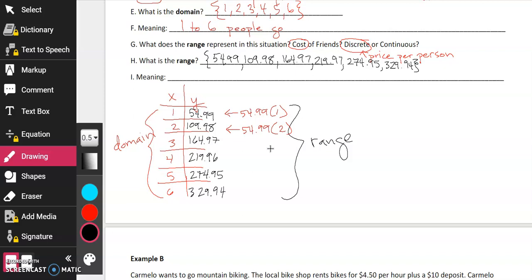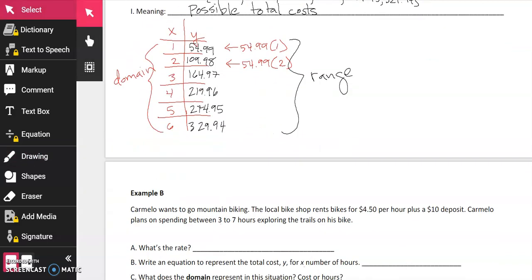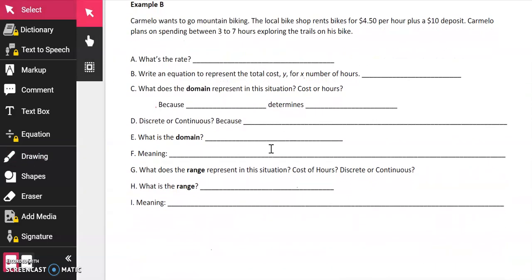Because that's it, right? I don't have to pay anything in between. If 2 people come, that's the price, right? So this represents the total possible total cost. Okay, so just create meaning, create meaning, create meaning. All the numbers in math, they always represent something.